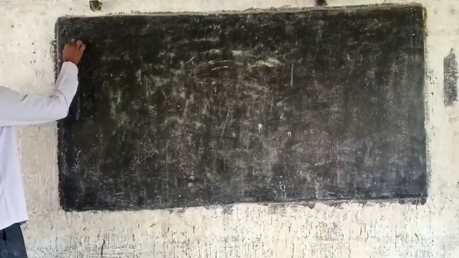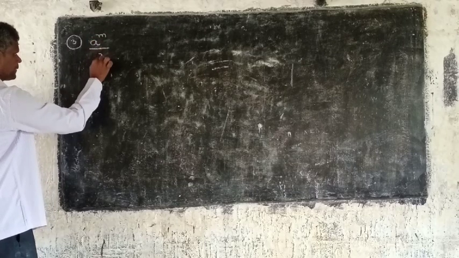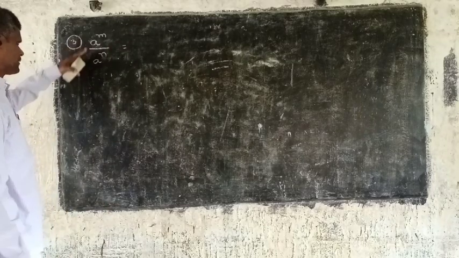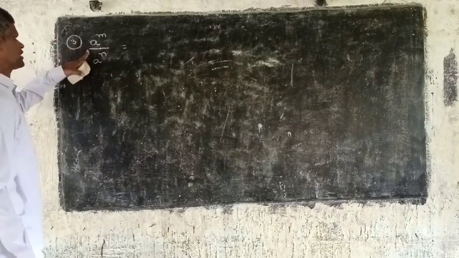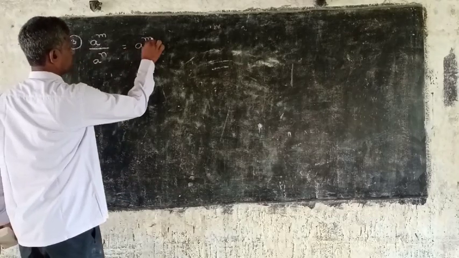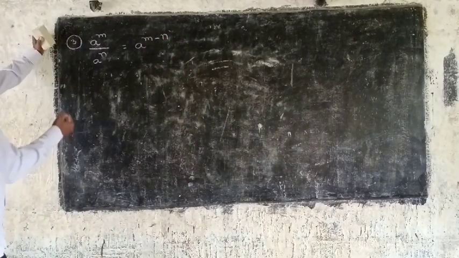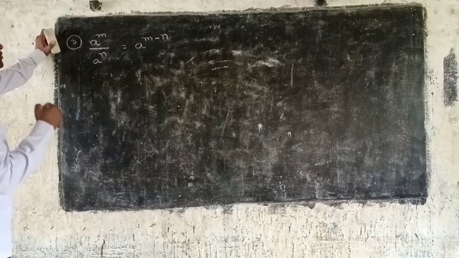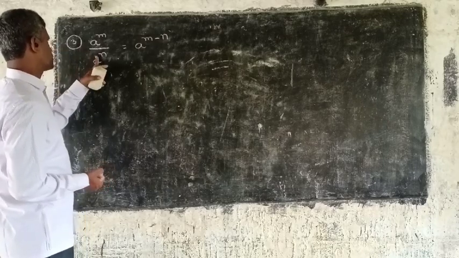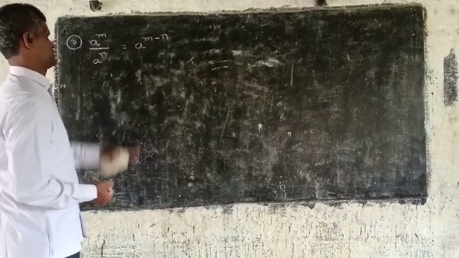Next one, a to the power of m by a to the power of n. Bases are equal, base a. Division changes into subtraction: a to the power of m minus n. Multiplication changes into addition. Addition changes into multiplication. Division changes into subtraction. Subtraction changes into division.